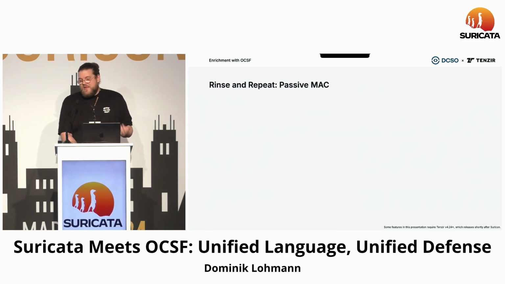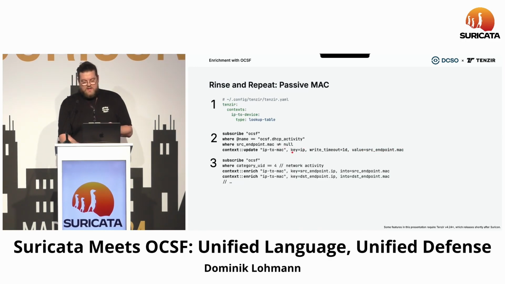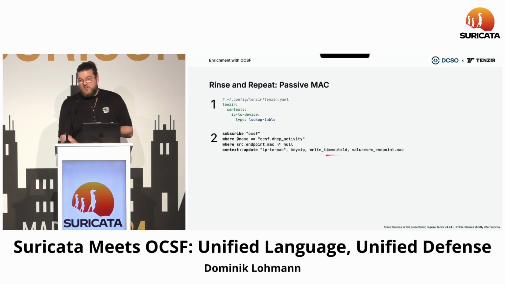So we can just repeat this over and over again, right? So let's do passive MAC. We define a new context. We subscribe to some DHCP activity data. And we're just saying, okay, let's write into that lookup table a single value, namely the MAC address, if we have it, for a certain IP address. And here we're using the write timer to say, okay, this data, if it is not written again within a day, let's just expire it.